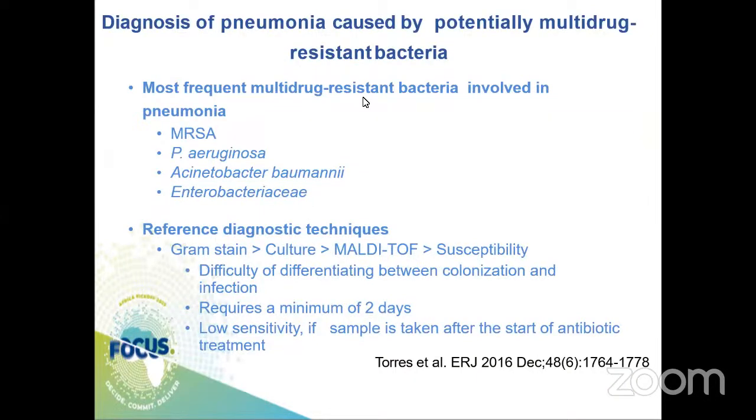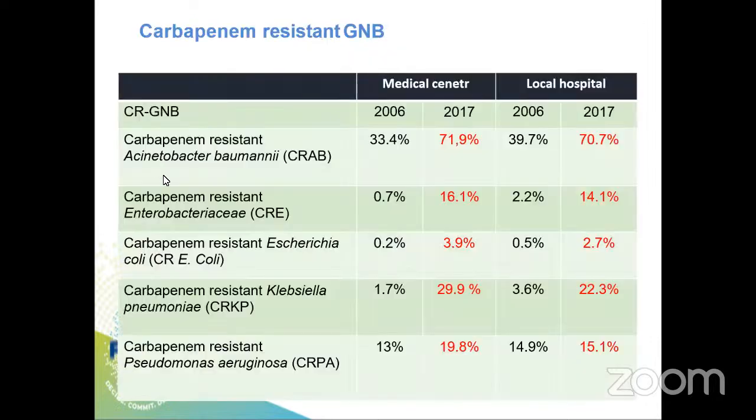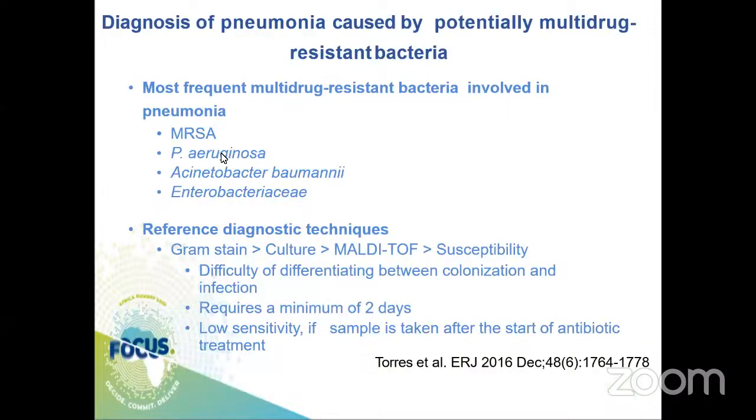Okay, so the most frequent multi-drug resistant bacteria involved in pneumonia are MRSA, and we've already said how you would be able to target such. In this case, you're talking about, for example, Pseudomonas aeruginosa and Acinetobacter. If you see here in my slide, Acinetobacter is one of the carbapenem-resistant ones. And in most cases, you may find it in patients who have been admitted, inpatient clients.